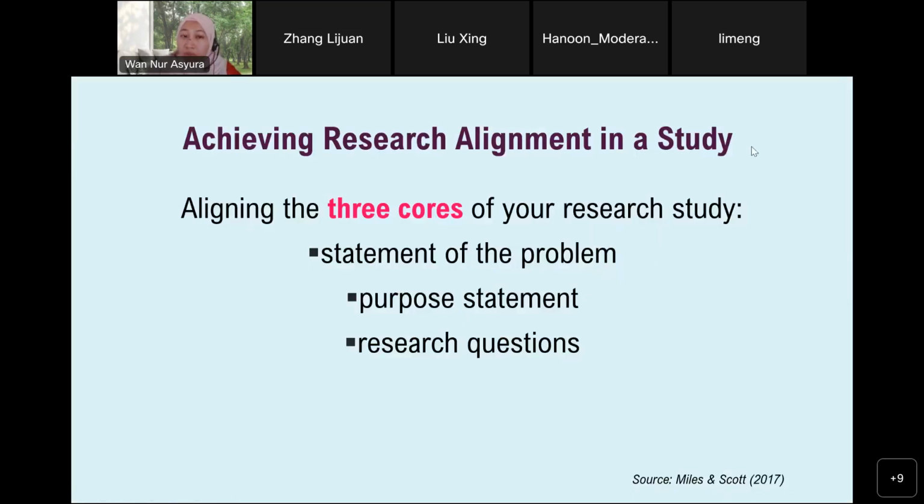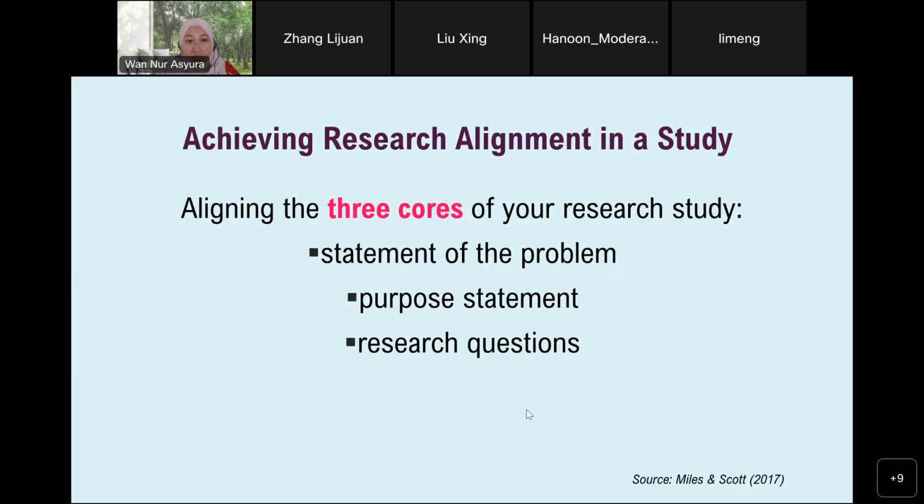Okay, so I talked about achieving research alignment just now because that is one of the most common comments I get as an assistant chair, as an examiner myself, and also as a supervisor. So one of the most common comments is that your research is not aligned. What do we mean by that? You need to align your study within these three cores, which are the statement of the problem, the purpose statement, and the research questions.